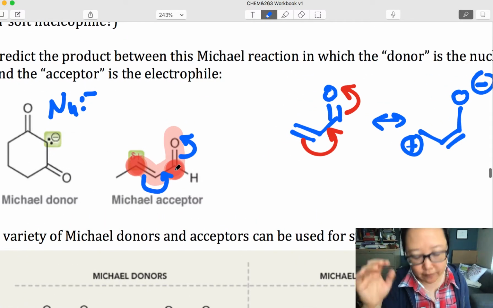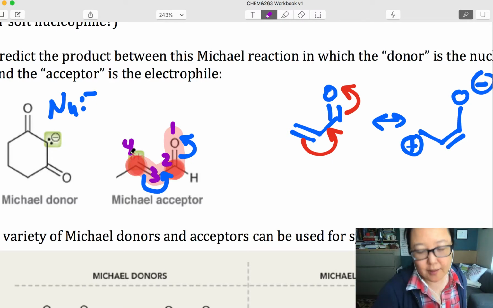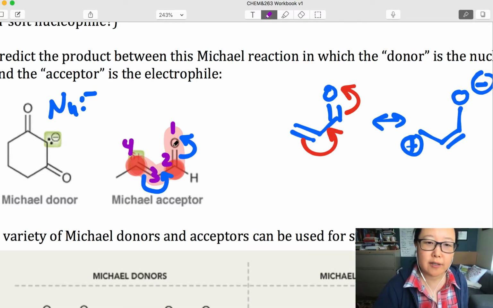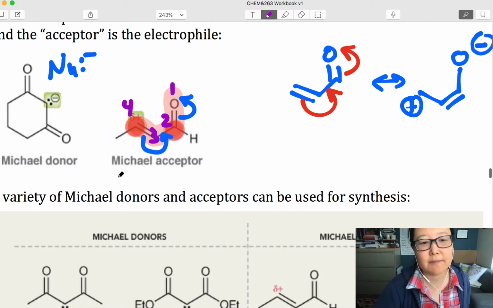And when I say 1,4 and 1,2, if you recall maybe from last quarter, we have a funny way of numbering that. There's a conjugated pi system there: we have a 1,2, and then we have a 3,4, with the pi bond there. So we have addition where the nucleophile will attack either position 2 or position 4. So we call it a 1,2 or 1,4 addition.